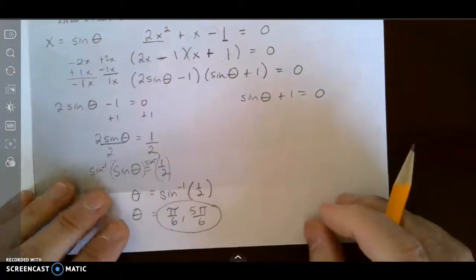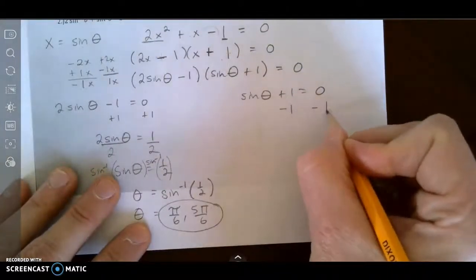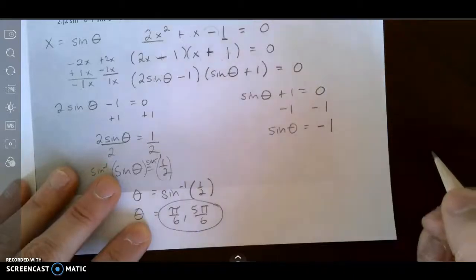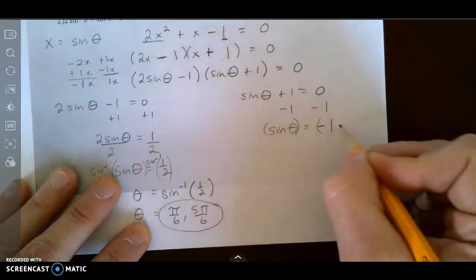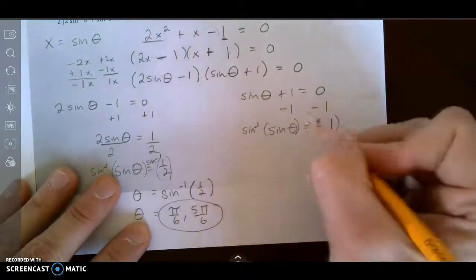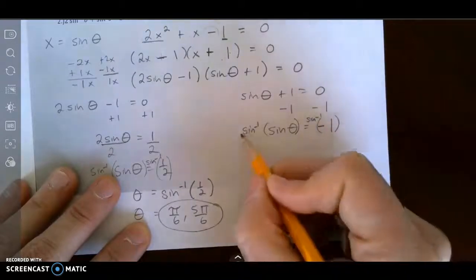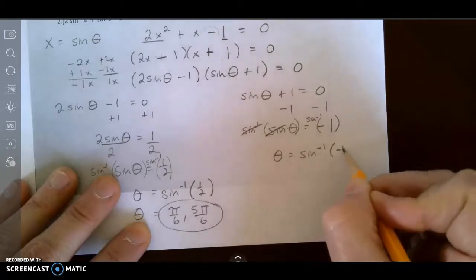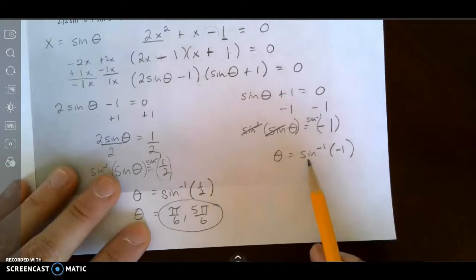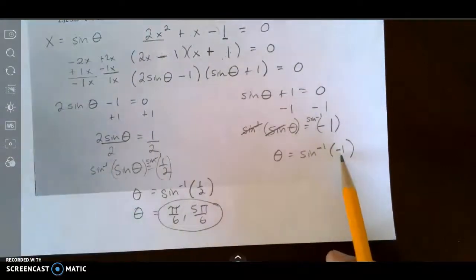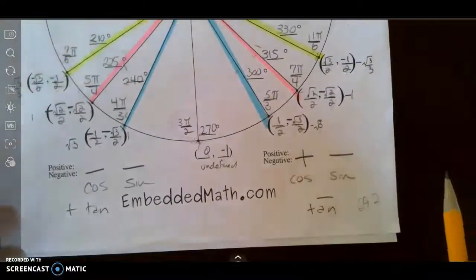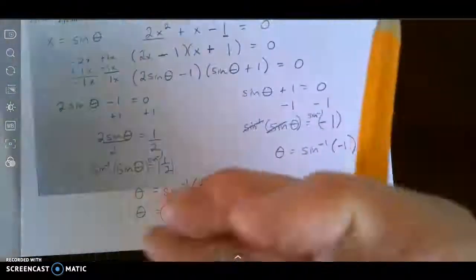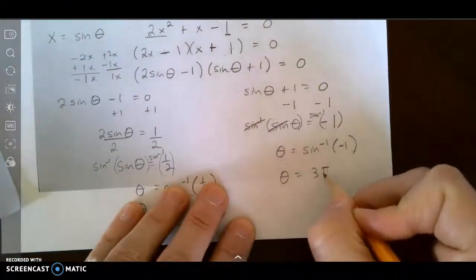Then I come over here to this equation, subtract 1 from each side, and I get that the sine of theta equals -1. Take the inverse of each side. So theta equals the inverse sine of -1. So I want to know where is the y coordinate -1. It's got to be on the bottom. Y coordinate is -1 right here. So I get that theta equals 3 pi over 2.